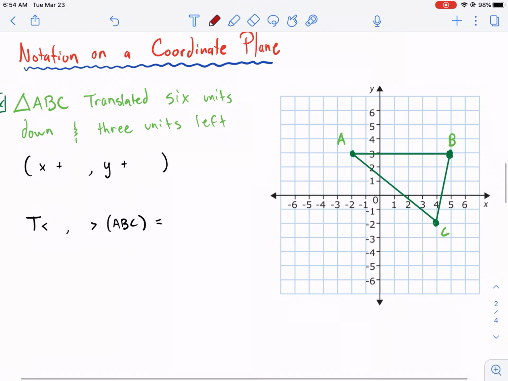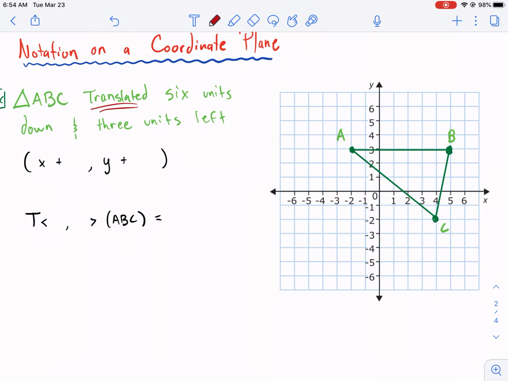So it's a rigid motion because it says it's translated. That means a slide. And it's going 6 units down and 3 units left. Well, 6 units down, we know that the y-axis is up and down. So we're going to go down 6 units. I like to just start at one of the vertices. We say it's going to apply the same to each one of these. 4, 5, 6 units down.